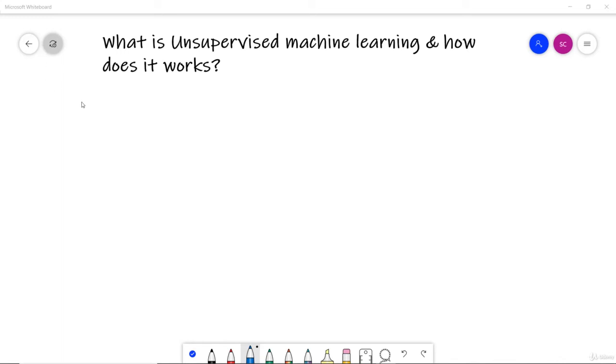Now we are going to discuss what unsupervised machine learning is and how it works, what are the examples regarding it, and why it is so important. But before going into that, I might remind you about what machine learning is.